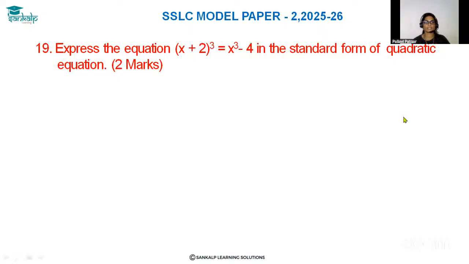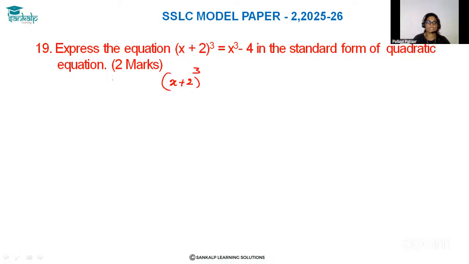Hello everyone. Look at the question number 19. Express the equation (x plus 2) whole cube equal to x cube minus 4 in the standard form of a quadratic equation. Okay. So here, first, expand the left hand side of the equation. So the equation (x plus 2) whole cube.